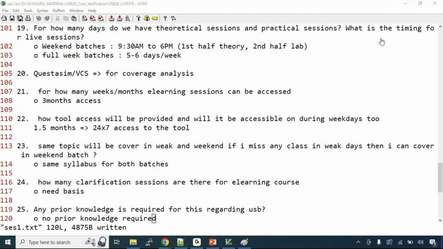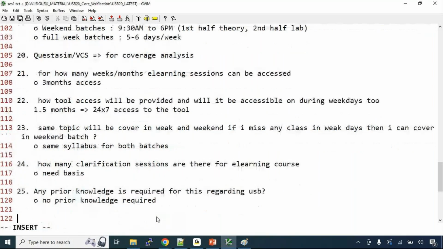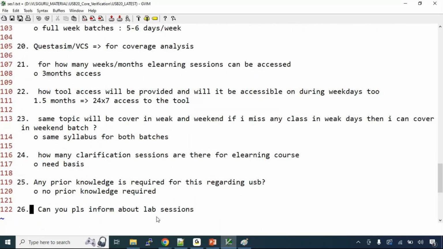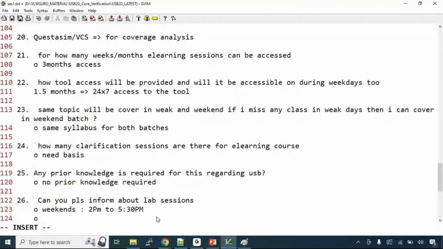If you don't have any other questions, we will stop this session here. I told, right, for every theory session there will be a corresponding lab session. Only when we start the sessions can I tell you exactly how the lab sessions will be split. What is your question, Prasad? Weekends means it will be 2 p.m. to 6 p.m. or 5:30 p.m. kind of timings for the lab session. Weekday students can get access to the recorded session videos if you miss it.